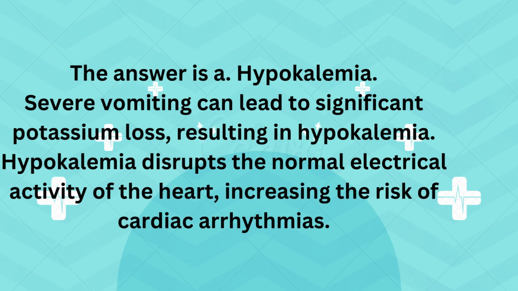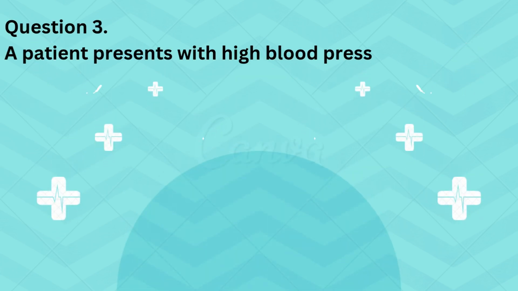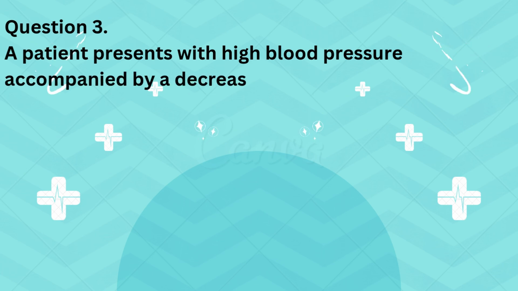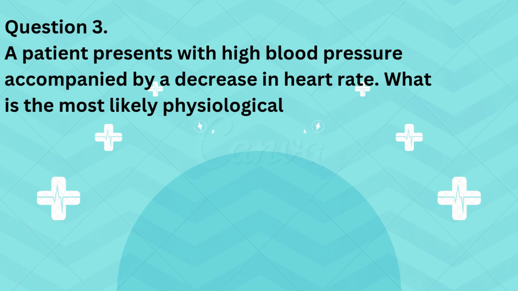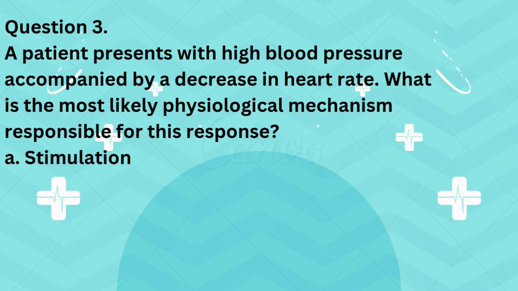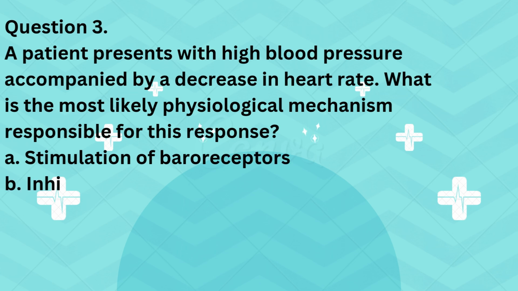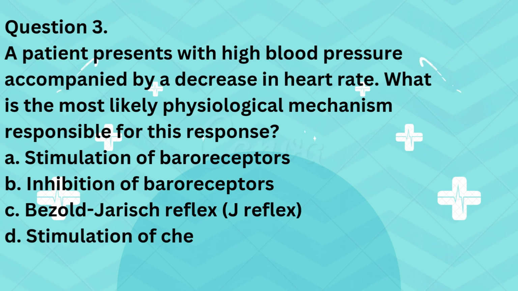Question 3. A patient presents with high blood pressure accompanied by a decrease in heart rate. What is the most likely physiological mechanism responsible for this response? A. Stimulation of baroreceptors. B. Inhibition of baroreceptors. C. Bezold-Jarisch reflex, J reflex. D. Stimulation of chemoreceptors. Correct answer is D.